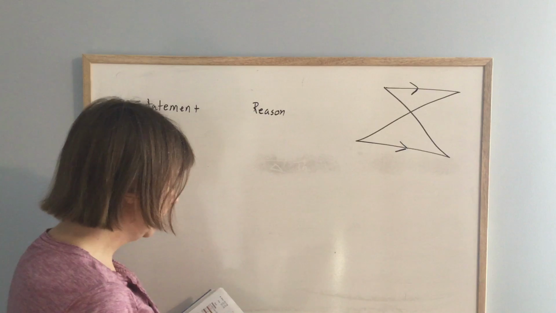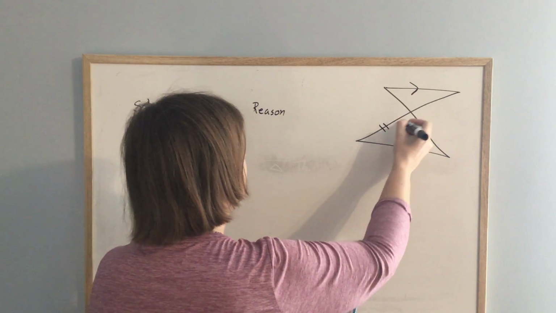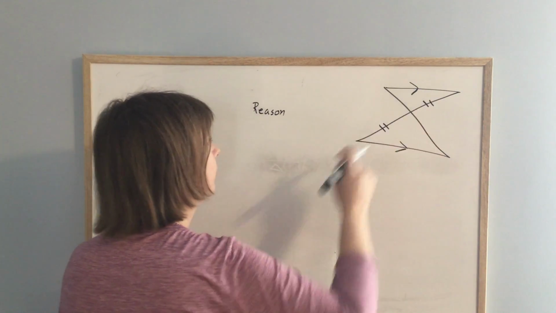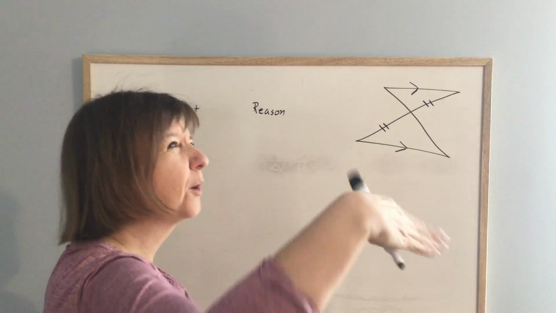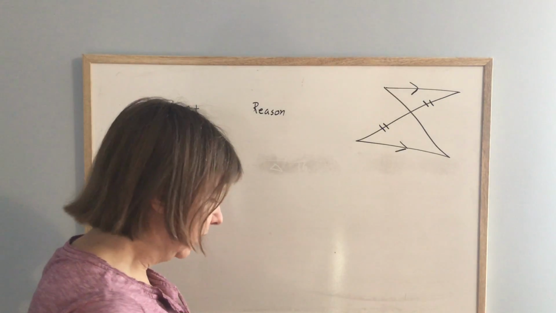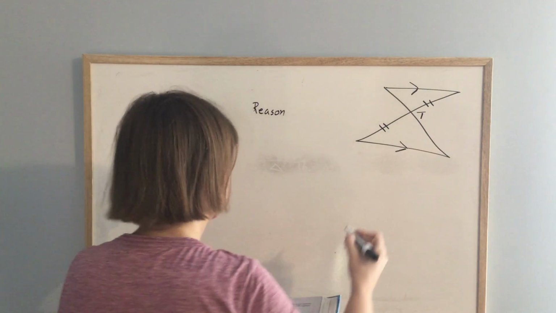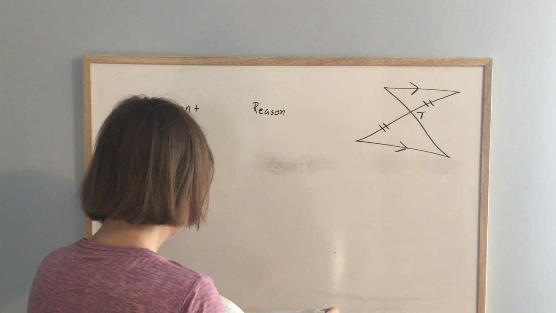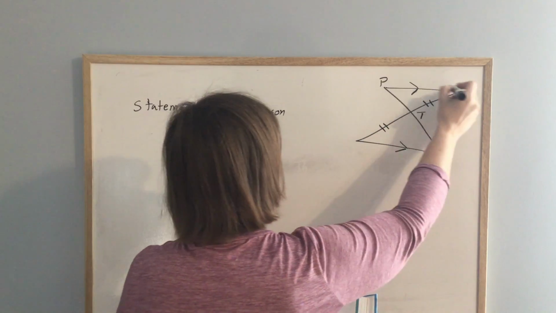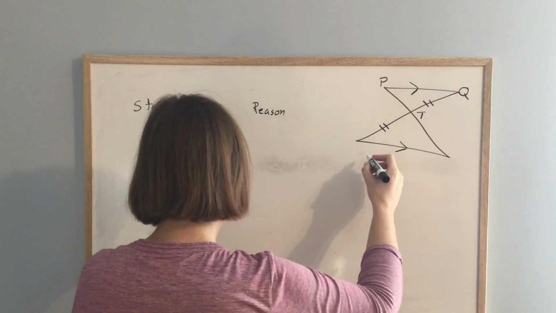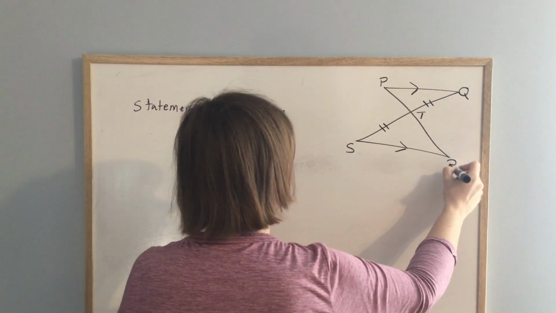What does mean they're the same length is this one and this one. Those two are the same length because they have what I call ticks on them. And then they label this T, this is P and Q and S and R.